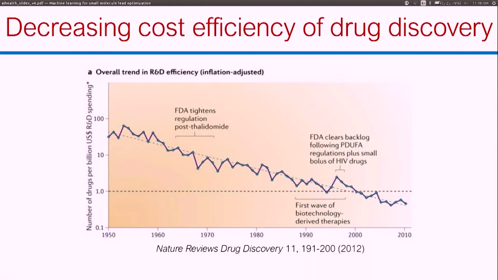I'm sure a lot of us here have probably seen this graph. It essentially shows the number of drugs developed per $1 billion of R&D spend. Over the past 50 years, this cost efficiency has been decreasing exponentially. There are a lot of reasons for this, but regardless, it motivates us to see if there are tools we can develop to make this process more efficient.